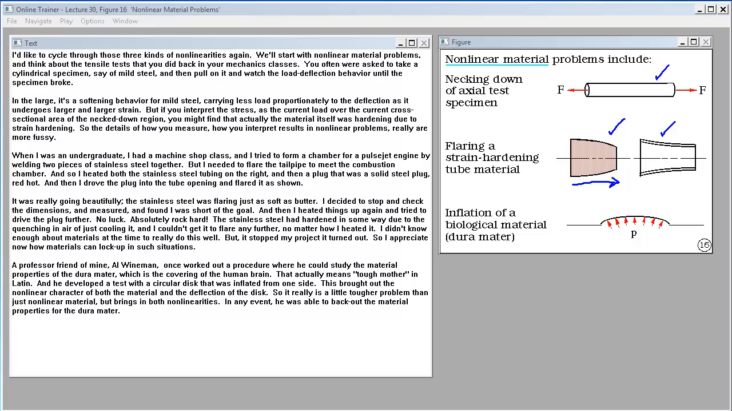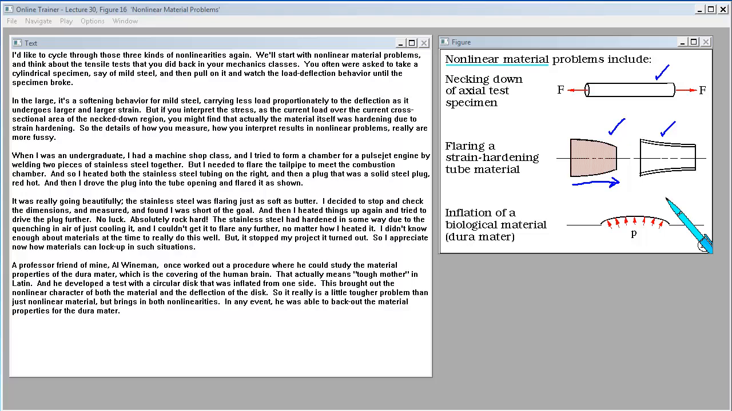I decided to stop and check the dimensions and measured and found I was short of the goal, and then I heated things up again and tried to drive the plug further. No luck. Absolutely rock hard. The stainless steel had hardened in some way due to the quenching in air of just cooling it, and I couldn't get it to flare any further, no matter how I heated it. I didn't know enough about materials at the time to really do this well, but it stopped my project, it turned out. So I appreciate now how materials can lock up in such situations.